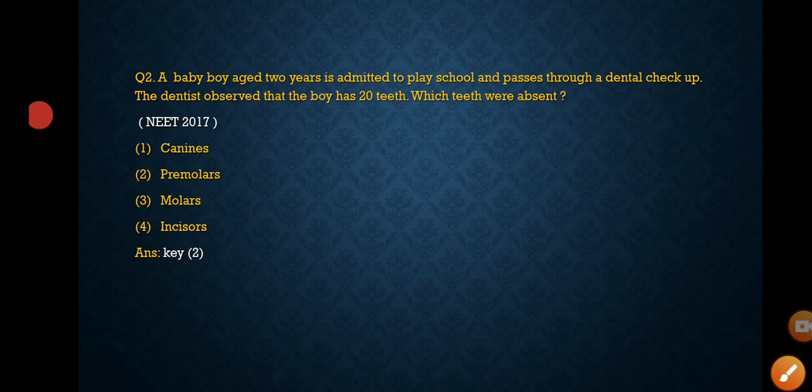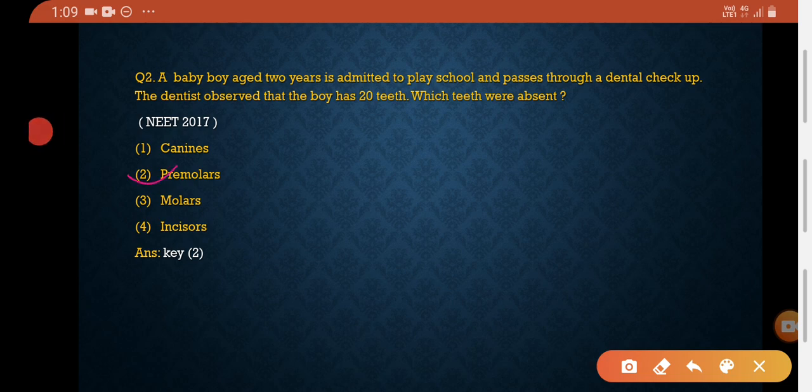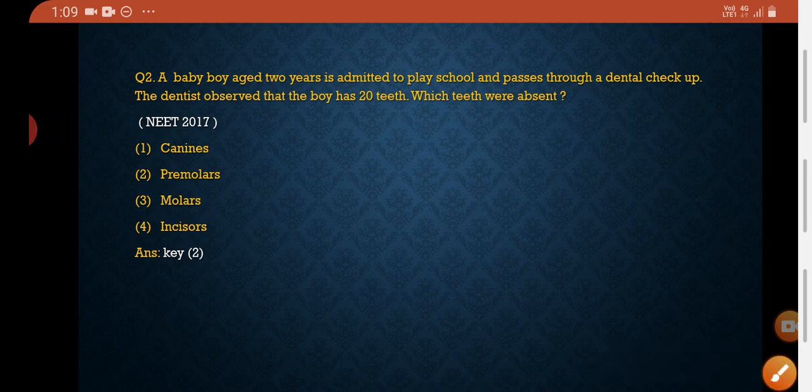Second question: a baby boy aged 2 years is admitted to a play school and goes through a dental checkup. The dentist observed that the boy has 20 teeth. Which teeth were absent? As the boy has 20 teeth, we know he must have milk dentition. In milk dentition, the only teeth that are absent are the premolars. So the answer will be premolars. Option number 2 will be the correct answer. These are very easy.